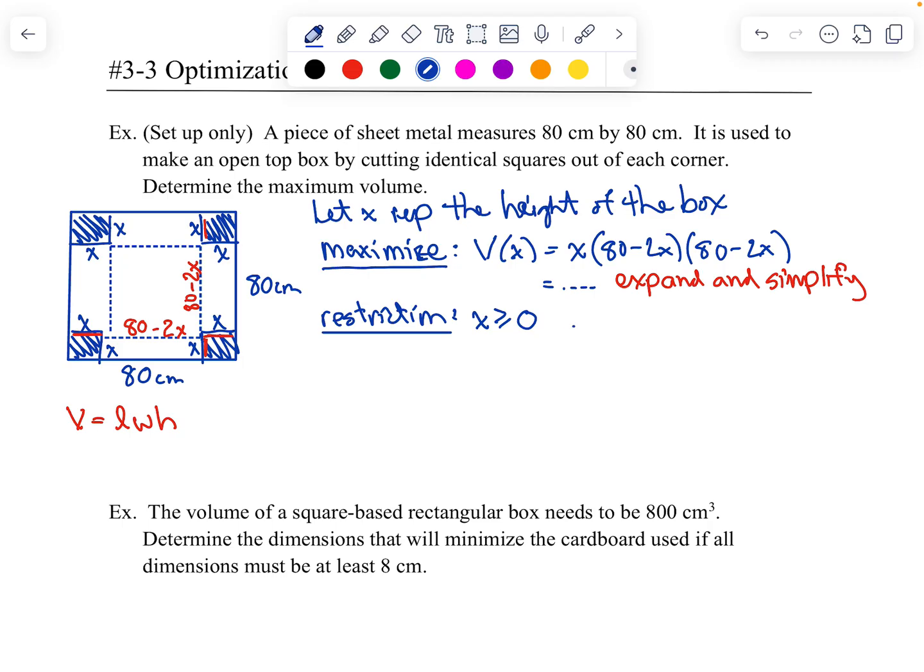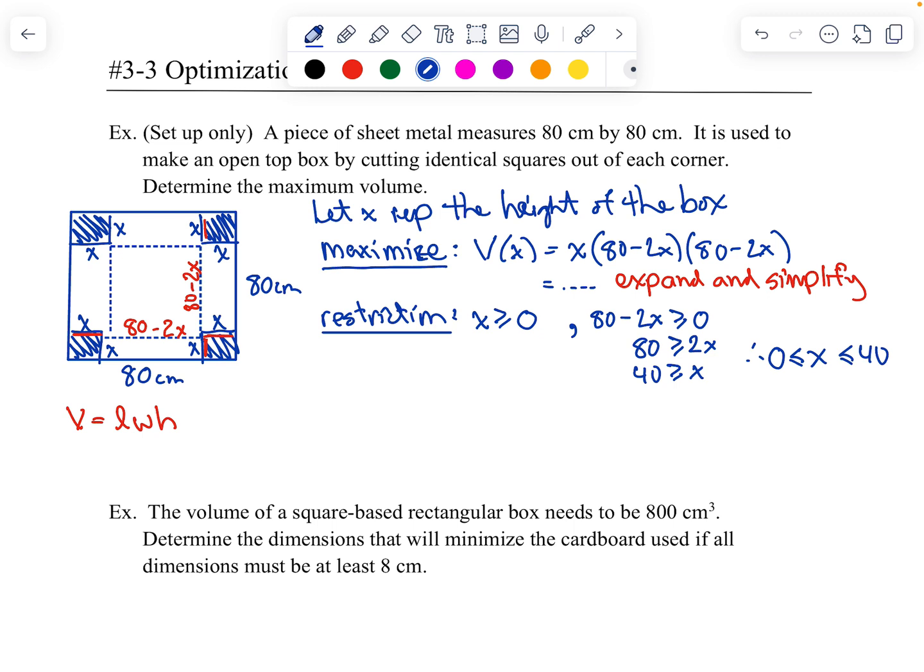We would also have the same type of restriction on our length and our width, which is 80 minus 2x, that's our other dimension, must also be greater than or equal to 0. If we do some quick rearranging here, we would have then 2x is less than or equal to 80, or x is less than or equal to 40. In other words, for our restrictions here, if we put these together, our x value must be less than or equal to 40, and it must be greater than or equal to 0. In other words, our x value is bounded between 0 and 40. So there's our first two steps in the setup.